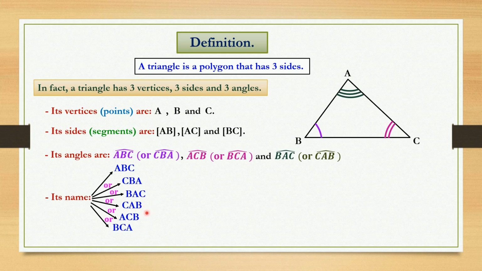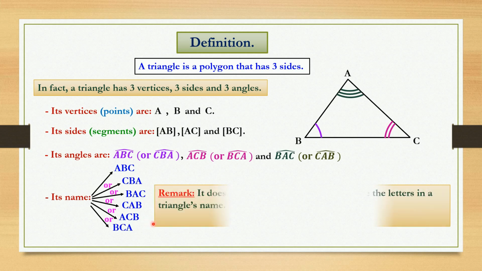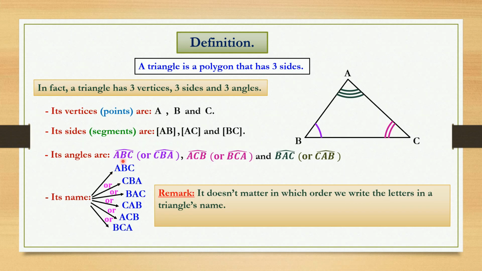So here, what do you notice? What's the difference when we name an angle and a triangle? So remark, it doesn't matter in which order we write the letters in a triangle's name. It's not the same as when we name angles, where we have to place the vertex in the middle. So here, when we name a triangle, you can choose one of these 6 names. It doesn't matter which one and in which order you write the letters.